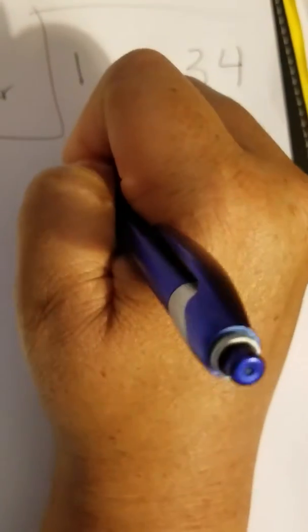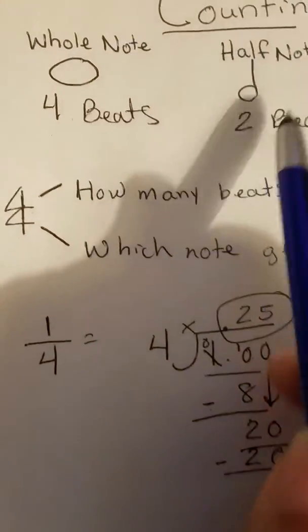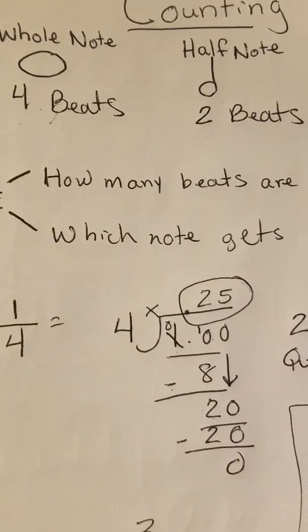What is also important is that we need to have dashes. Anytime a note is going to be worth more than 1 beat, you're going to need a dash in between each number. So a whole note is equal to what? 4 beats. It's equal to 4 beats. So is that more than 1 beat? Yes.